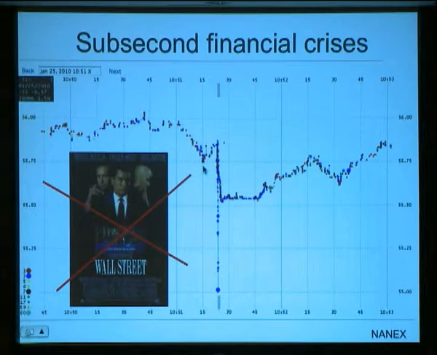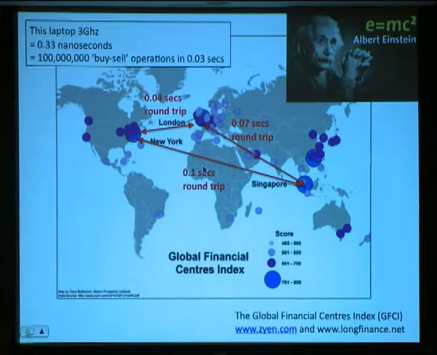I'm going to use data from Nanex, the company in Boston that has been collecting this for a number of years. Just to give you a sense of why 100 milliseconds and 10 milliseconds matter, and it's going to matter for Singapore at some stage. They're already building dedicated fiber optic cables just for trading, and it's now getting down to the speed of light. Let's do a bit of physics here. This is how long it takes for light to do a round trip from London to New York, this is New York to Singapore, and this is Singapore to London.